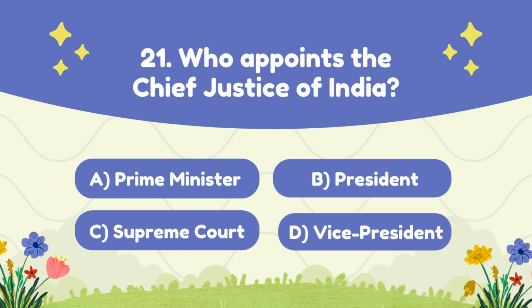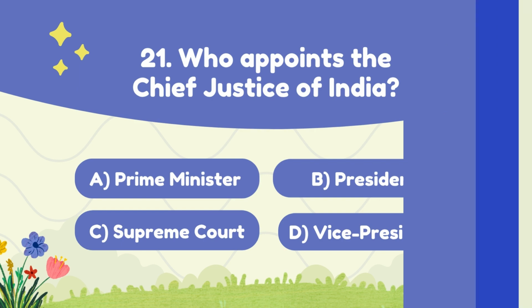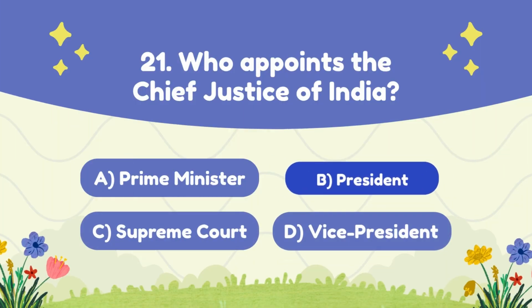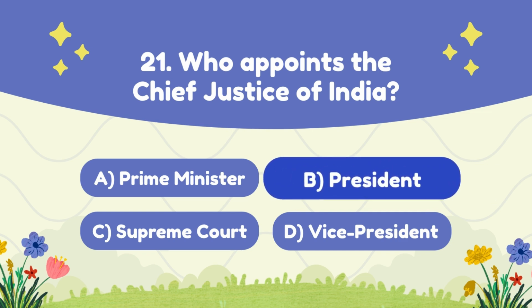Who appoints the Chief Justice of India? A. Prime Minister. B. President. C. Supreme Court. D. Vice President. The answer is the President. He or she does it based on the recommendation of the judiciary.